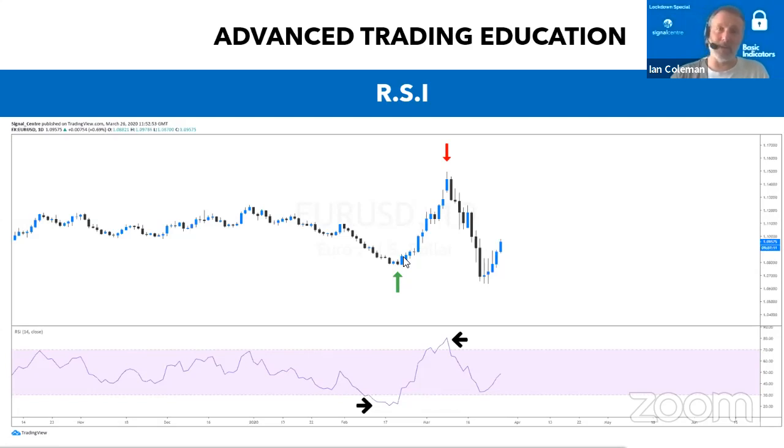Don't use it on its own. You might want to use it with a moving average crossover. You might want to use it with some price action. You might want to use it with DeMark. You might just want to use it with something else. But like I said, these indicators, oscillators, in my view, shouldn't be standalone products. And then here, obviously oversold, and then we came back into the normal territory.